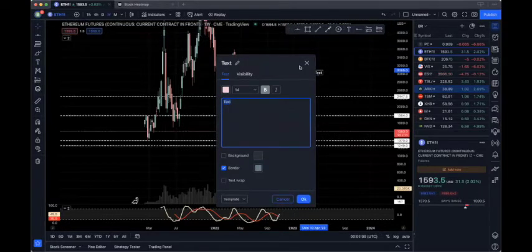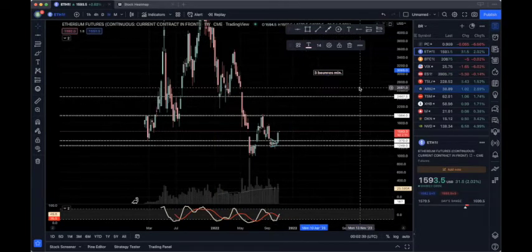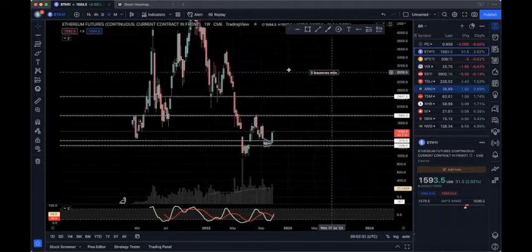One moment. So, first thing is we need to look at 3 bounces minimum. I'm going to spell minimum wrong, so I'm just going to do min. Okay.